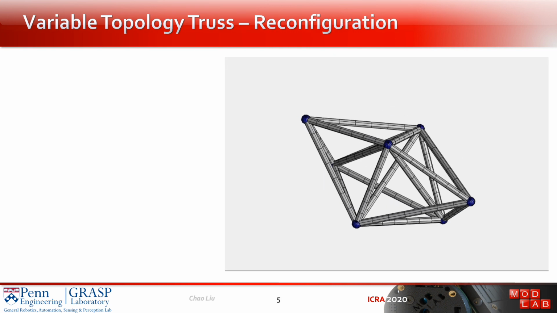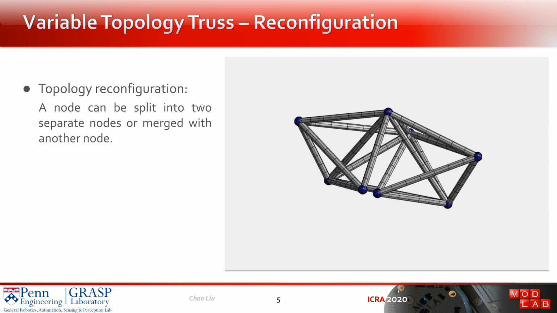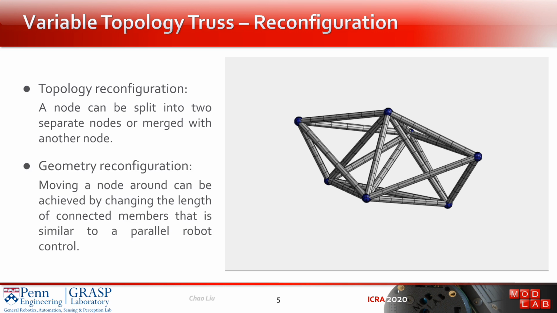An individual node can be split into 2 separate nodes, and reversely, 2 nodes can be merged into one. This process is the topology reconfiguration. The position of a node can be changed by changing the length of connected members. That is similar to controlling a parallel robot, and this is the geometry reconfiguration. In this work, we focus on geometry reconfiguration.